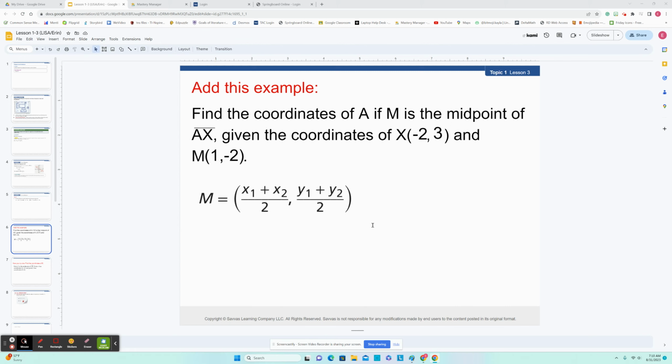Hello everyone, as promised, this is our example that's not in the book. Please add this to your student companion or add it to a piece of paper that you could put with your companion, just something that you can write it down.